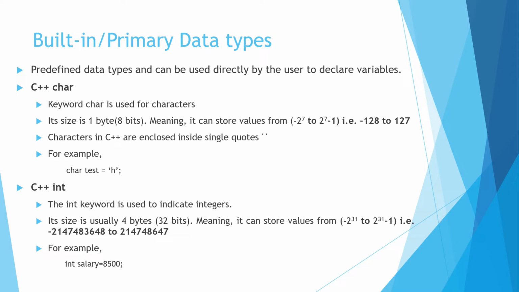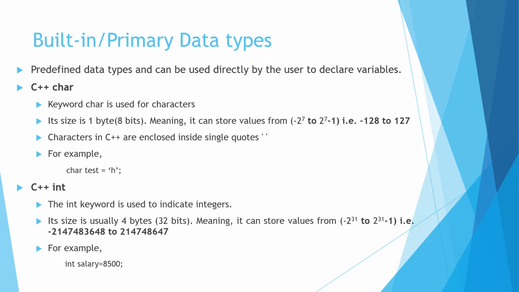Built-in data types. They are the predefined data types and can be used directly by the user to declare the variables. C++ has character, integer, float, double, void, etc. as the built-in data types. Here, the char keyword is used to define the variables of type character. Its size is 1 byte. That means it can store values ranging from -2 raised to 7 to 2 raised to 7 minus 1.